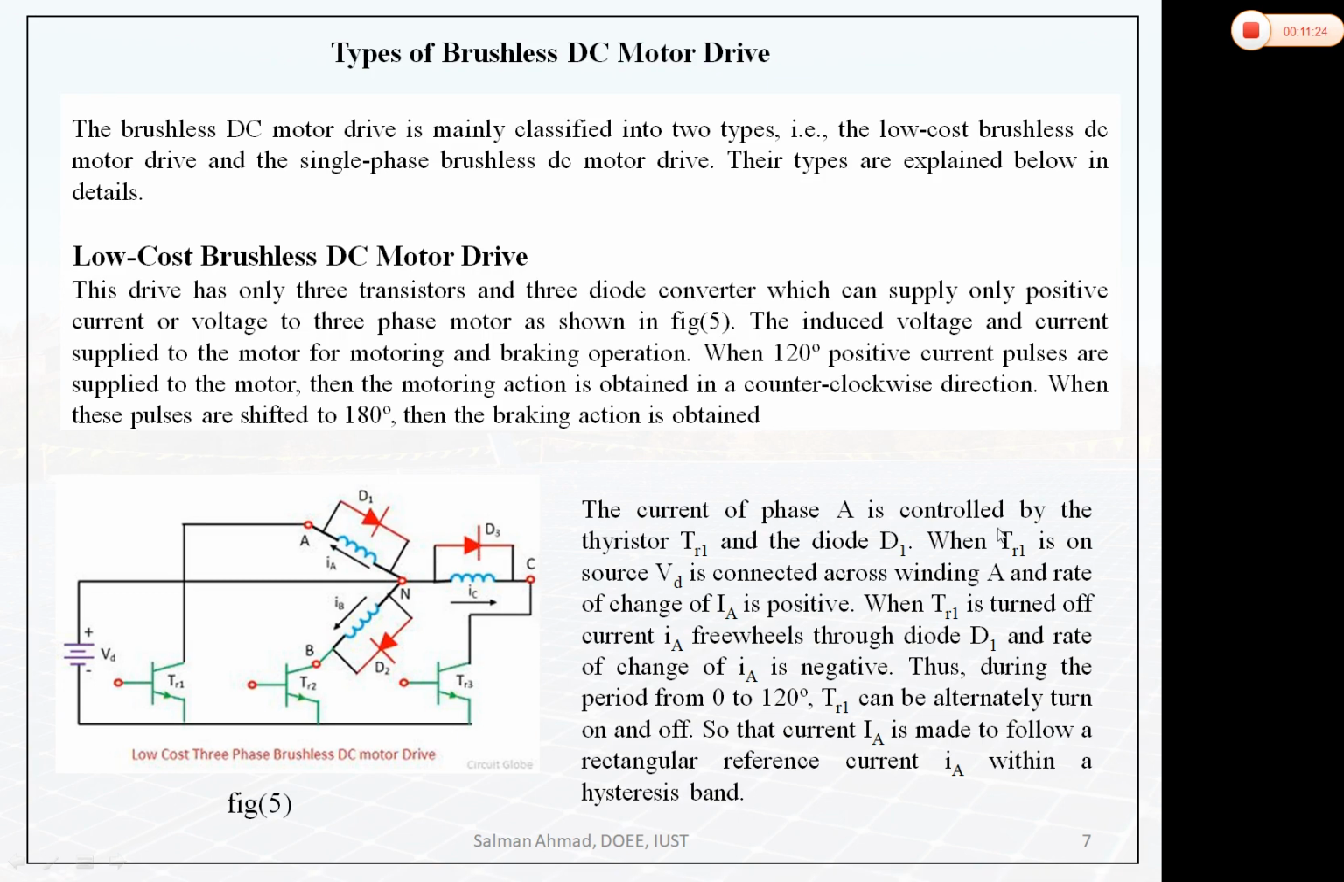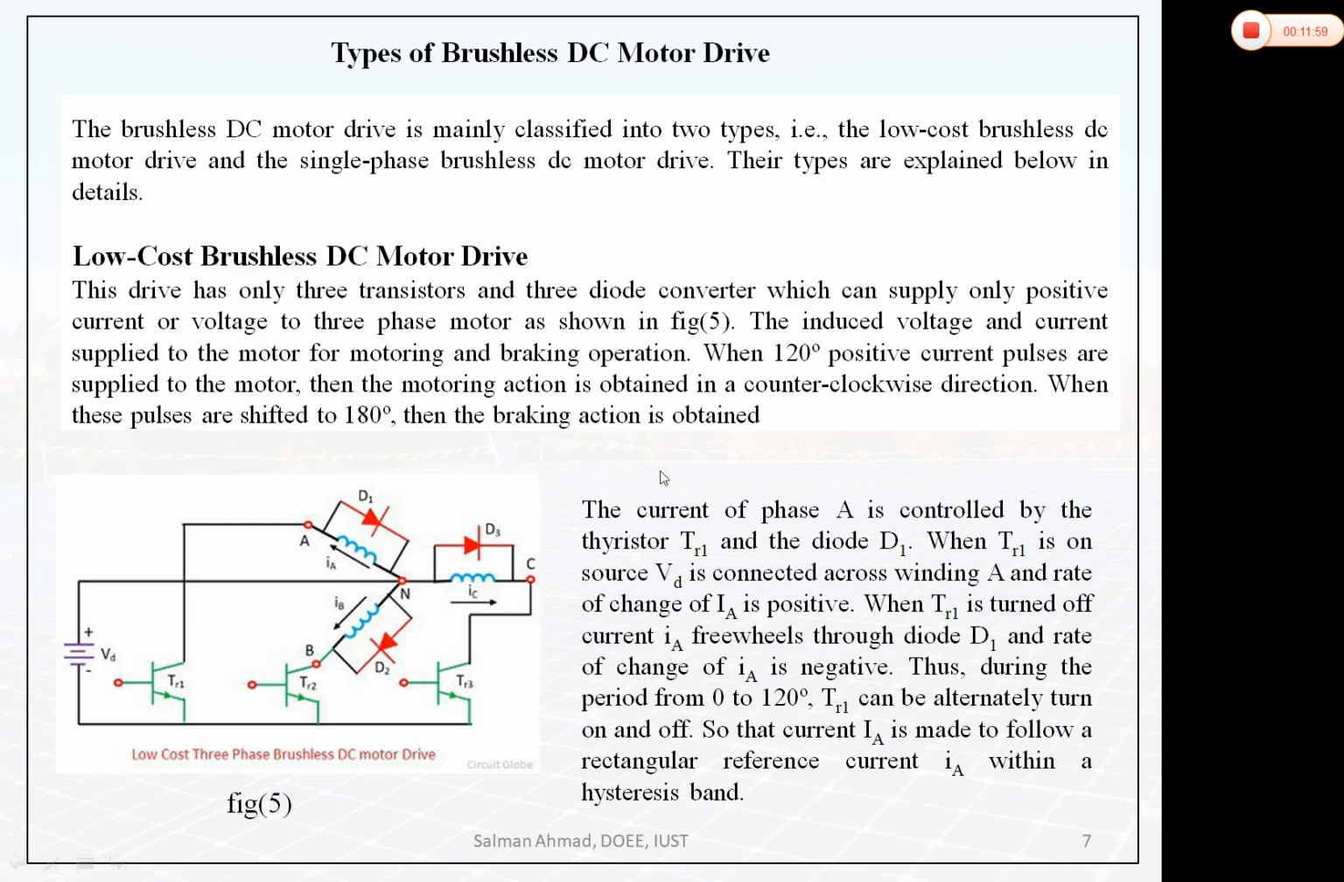The current of phase A is controlled by thyristor TR1 and the diode D1. When TR1 is on, source VD is connected across winding A and the rate of change of IA is positive. When TR1 is turned off, current IA freewheels through diode D1 and the rate of change of IA is negative. Thus, during the period from 0 to 120 degrees, TR1 can be alternately turned on and off, so that current IA is made to follow a rectangular reference current within a hysteresis band.